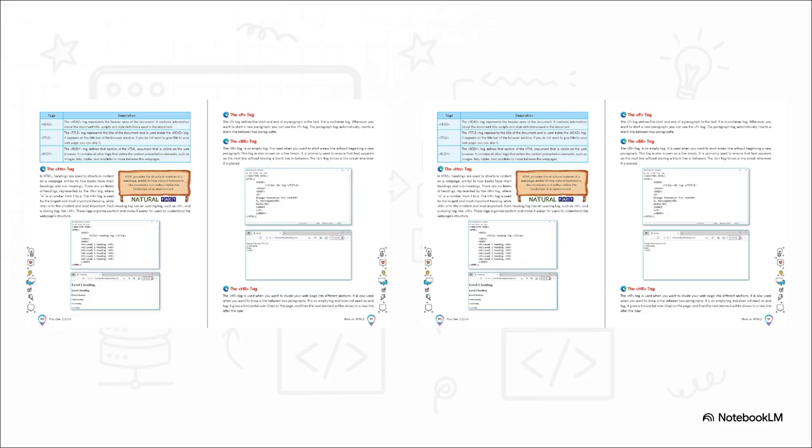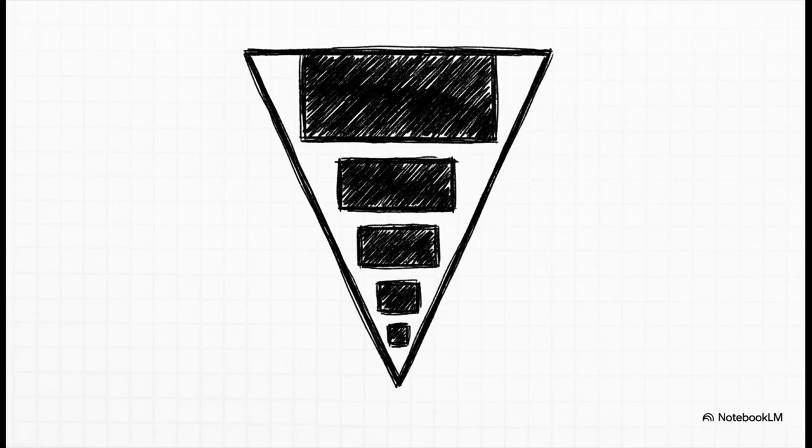Pretty cool, right? But a page full of text would be a mess without some organization. That's where heading tags come in. They range from H1, which is your big main title for the whole page, all the way down to H6 for tiny little subheadings.